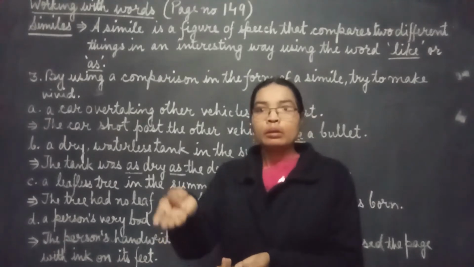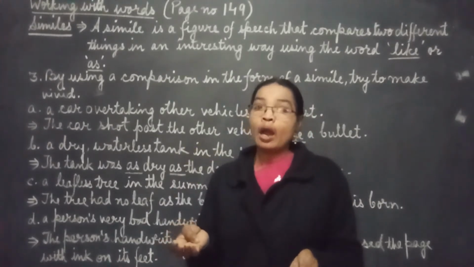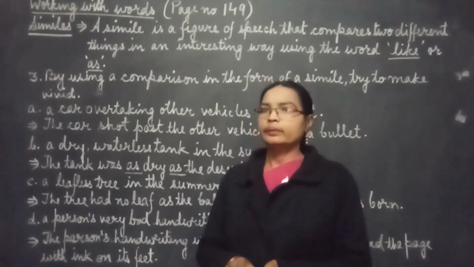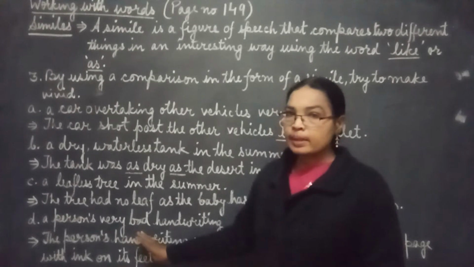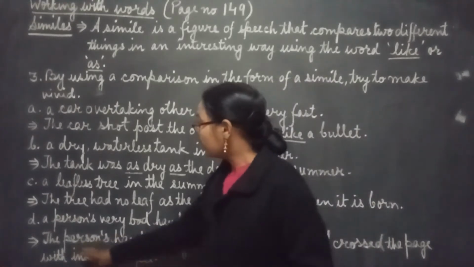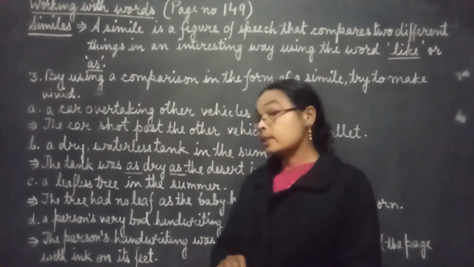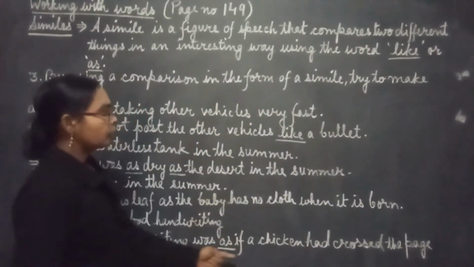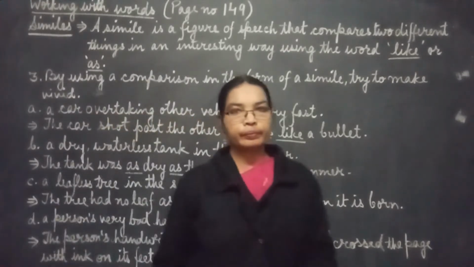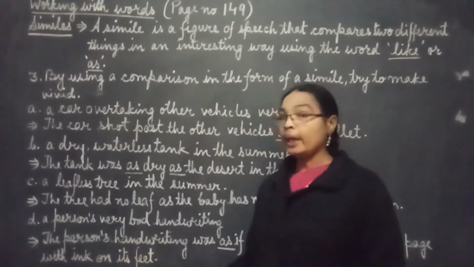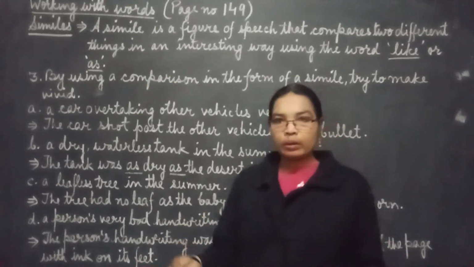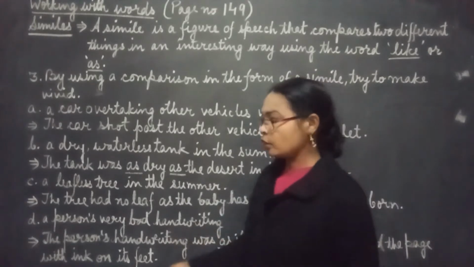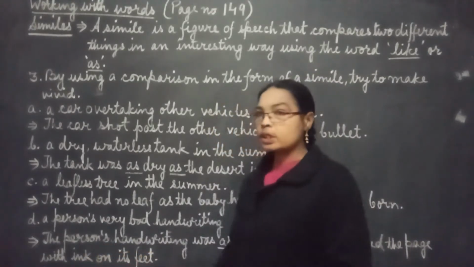Alright, so can you read it out? No, it is very hard. Yes, you can read, but it will take time for you. That's why here it is explained. The person's handwriting was, as we got here, as if a chicken had crossed the page with ink. Ink was there on the downside of the feet of the chicken.